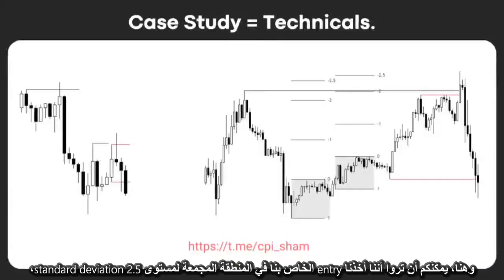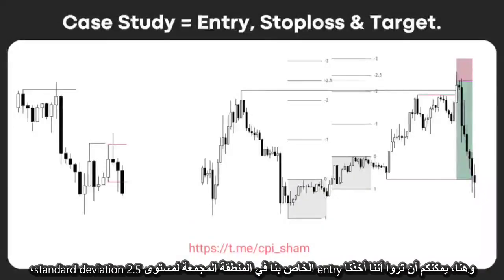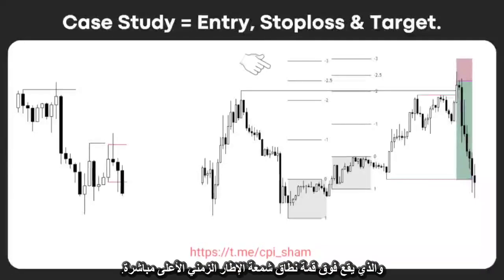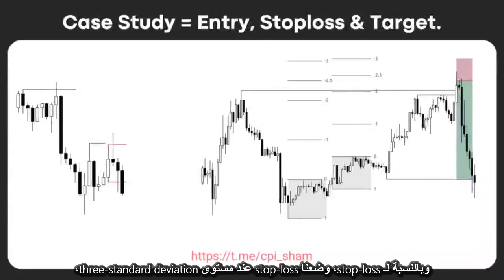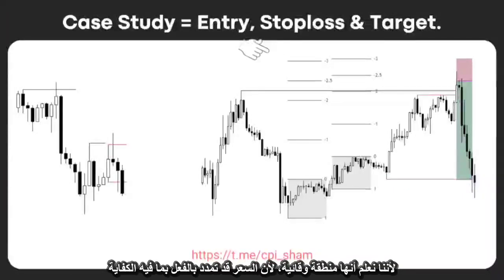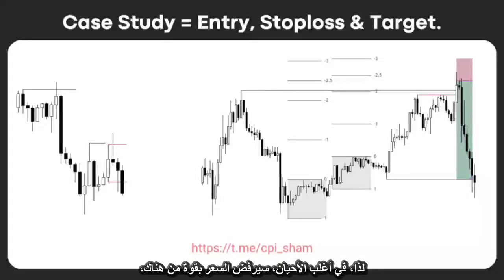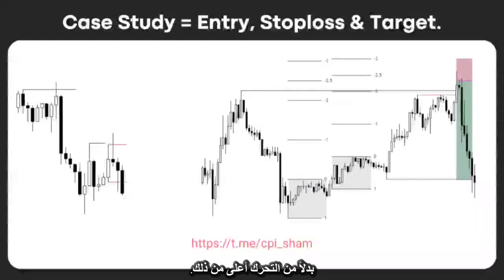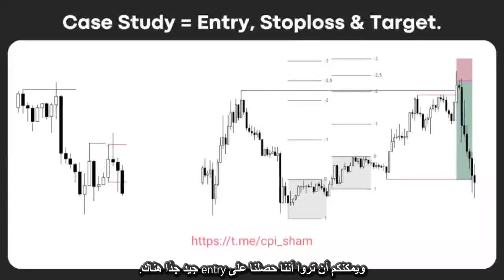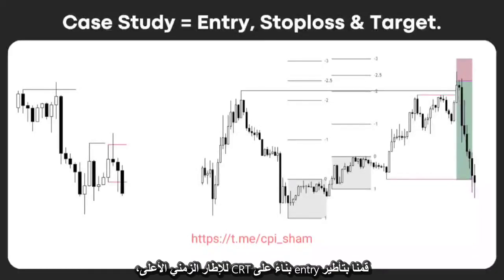Now let's move on to the next slide. And right here you can see that we took our entry at the combined zone of the 2.5 standard deviation level, which is just above the higher time frame candle range high, right? And for our stop loss, we put it at the 3 standard deviation level, because we know that is a protected zone, because price has already expanded enough to the 2.5 level, and it all happened at a key time. So more often than not, price is going to reject explosively off of there instead of moving even higher. And you can see we had a pretty good entry there.